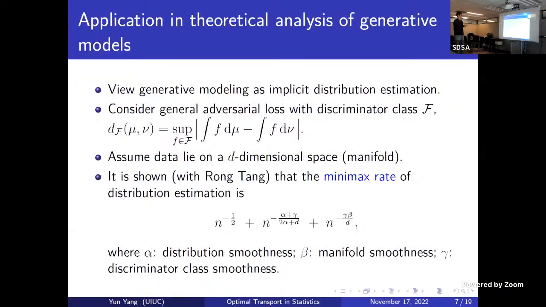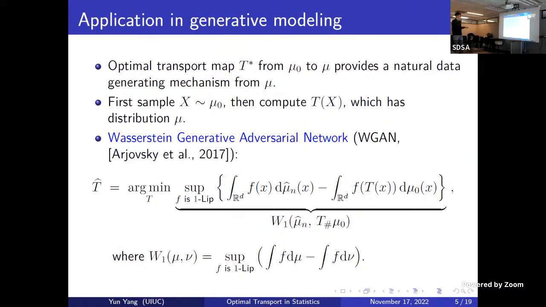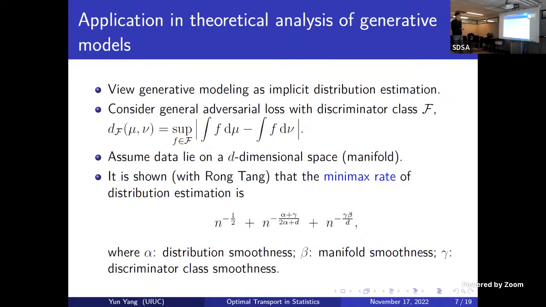There are natural questions. You can also think about this as an application of optimal transport in the theoretical analysis of generative models. Say we think about generative modeling as an implicit distribution estimation method, and we think about a general loss function which characterizes how well you do in estimating the unknown density. We call this an adversarial loss with a general discriminator class. This extends the previous W1 distance, where we replace this space with a generic function space. Depending on how large the function class is, this defines either a weak distance or a strong distance. The W1 distance is a special case when you take F to be the space of one-Lipschitz functions. And here we assume the data lies on a d-dimensional space.